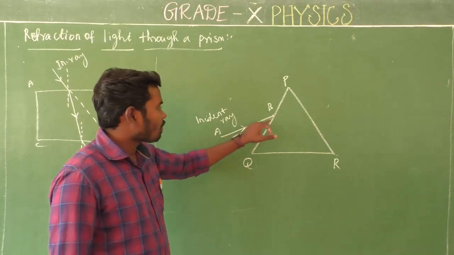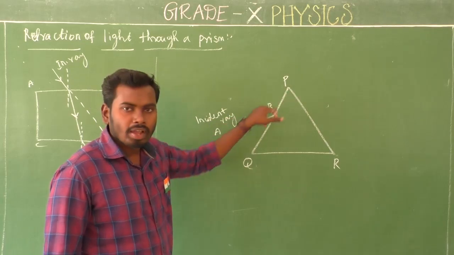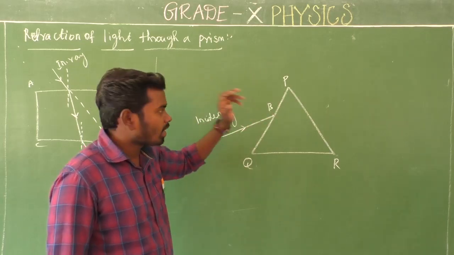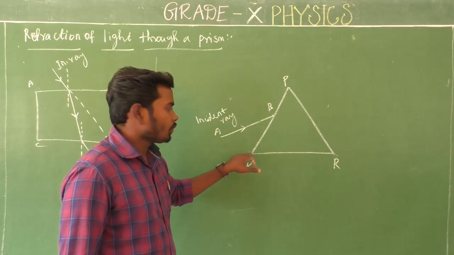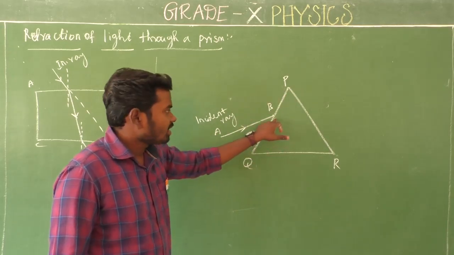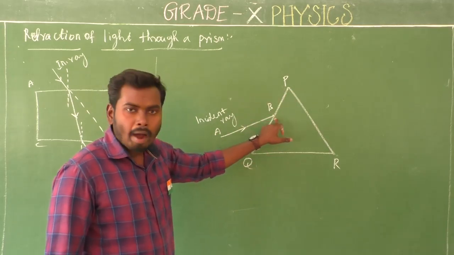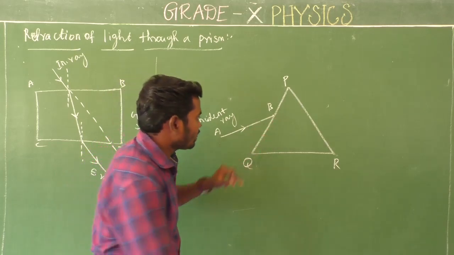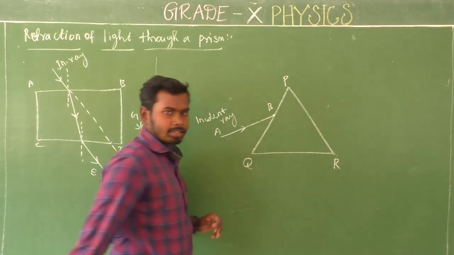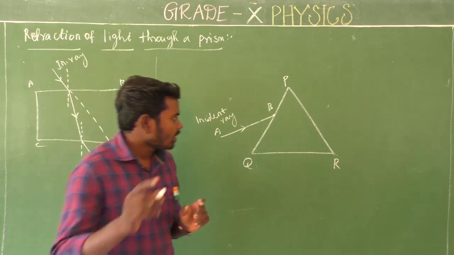The ray of light falls on the lateral surface PQ of the glass prism. Is it clear? At this point, what is this point? This point is the point of incidence. Is it clear? Yes.